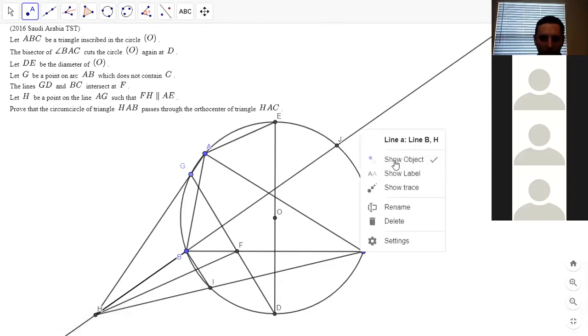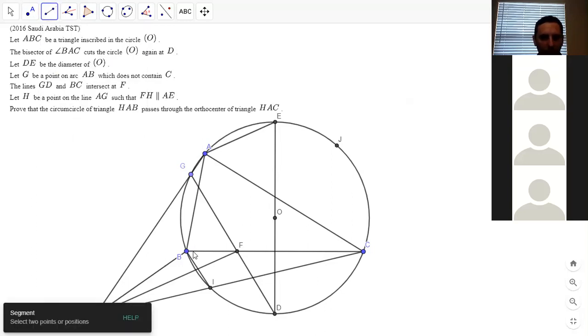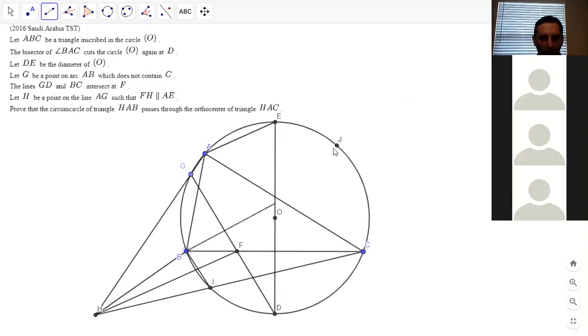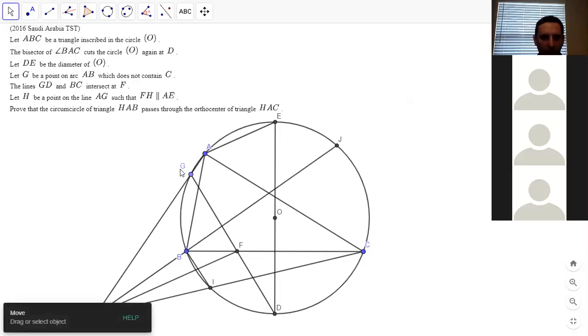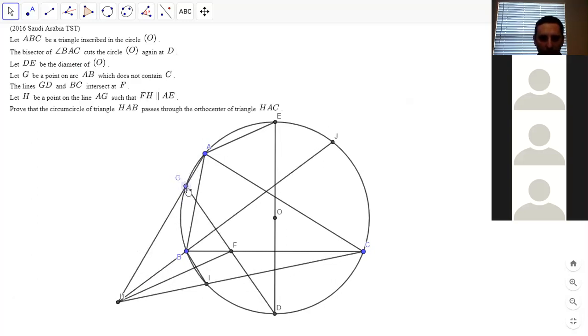Is AJ parallel to BC? Yeah, I was thinking about that, but I wasn't sure. Let's see. Nah, I don't think it is. No, it can't be. Yeah, so you can just remove it. But it's interesting that that's an angle bisector.